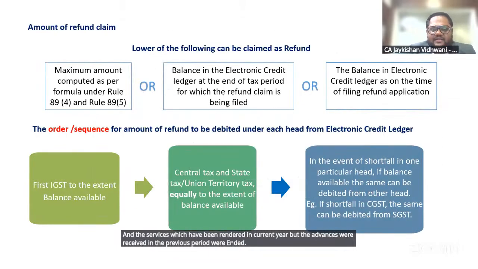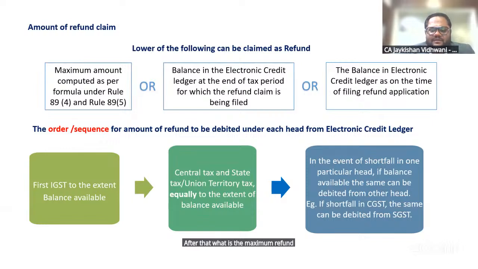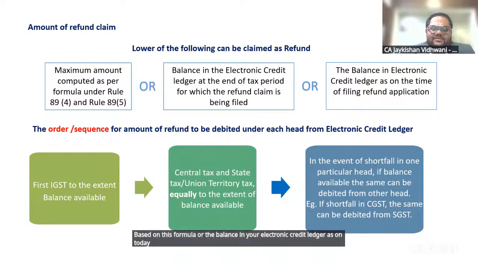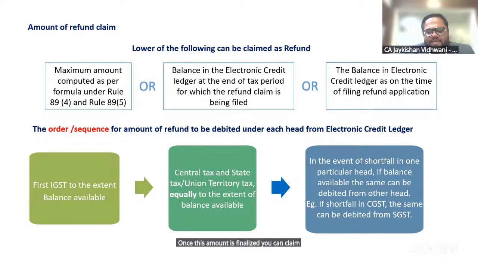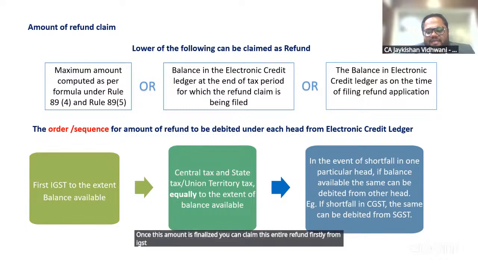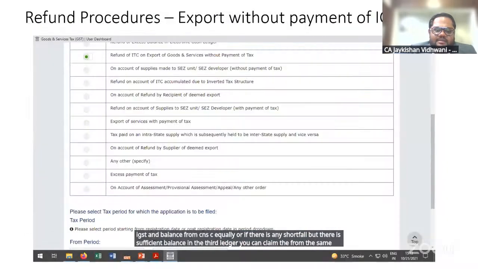After that, what is the maximum refund that can be claimed? Based on this formula, or the balance in your electronic credit ledger as on today, or the balance in the electronic credit ledger as on the date of the period for which the refund is being claimed, the lower of the three will be eligible. Once this amount is finalized, you can claim this entire refund firstly from IGST and the balance from CGST and SGST equally, or if there is any shortfall but there is sufficient balance in the third ledger, you can claim from the same.